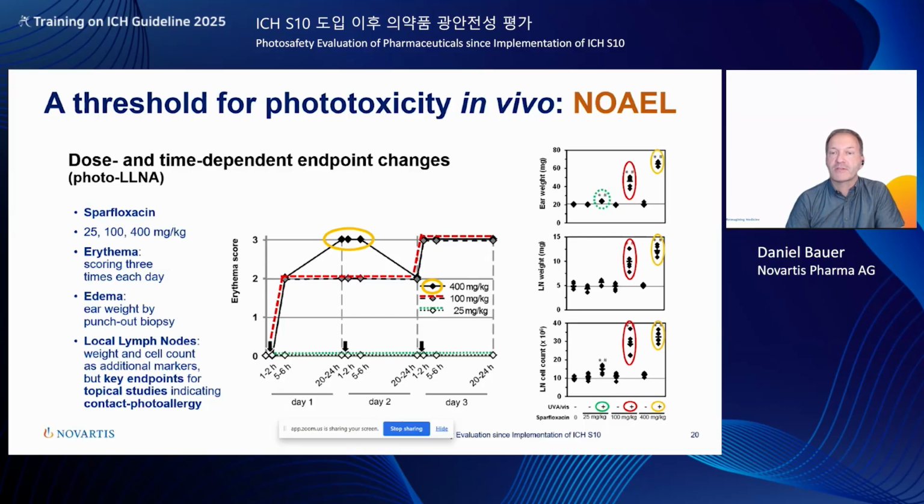So you would try to figure out where is your NOAL, your no observed adverse effect level for phototoxicity in such a study. So the low dose could be actually a NOAL, but looking at the ear weight, you would not call this NOAL, you would go one lower. So NOAL would be a clear dose level without erythema and edema in this model.